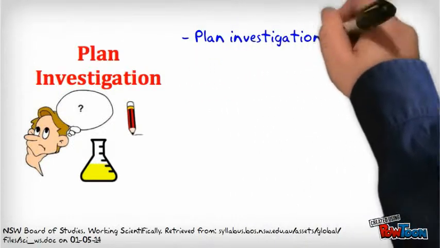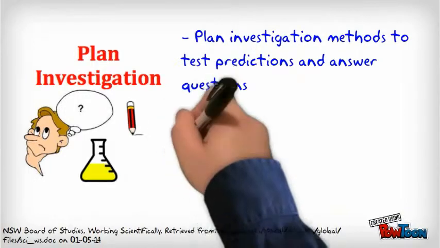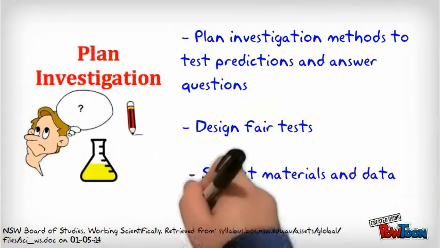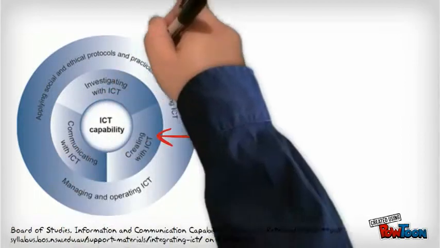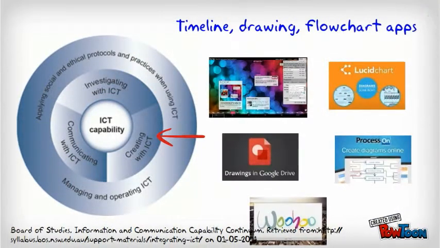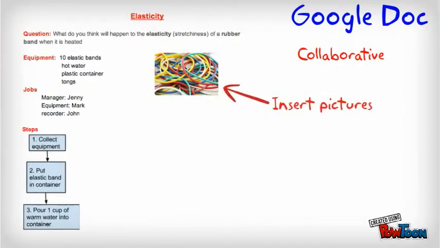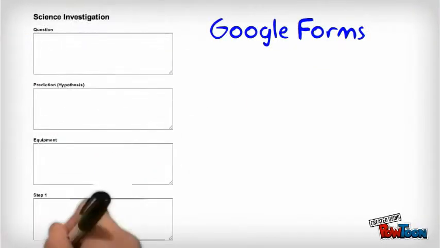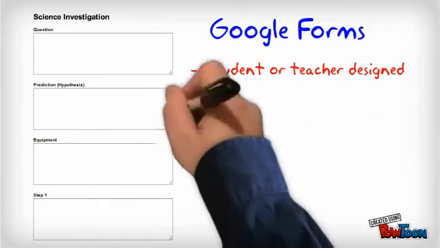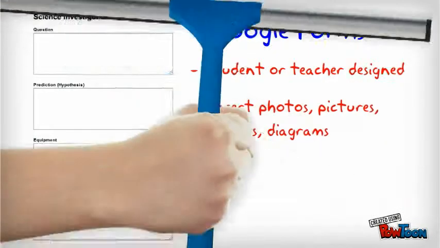Students will need to plan investigation methods to test predictions and answer questions, design fair tests and suggest materials and data collection. Creating with ICT: use timeline, drawing and flowchart apps to show step sequence. Create a collaborative Google Doc. Insert photos of the investigations as well as student drawings such as flowcharts. Google Forms to plan the investigation could be student or teacher designed with pictures or diagrams inserted.